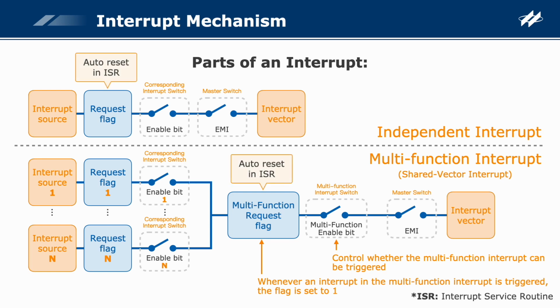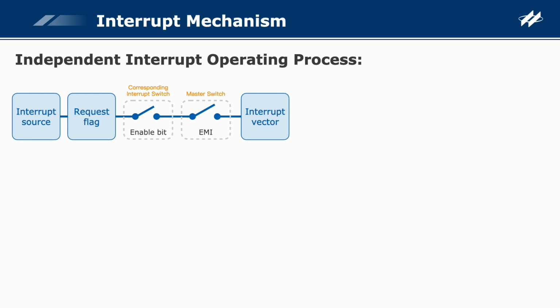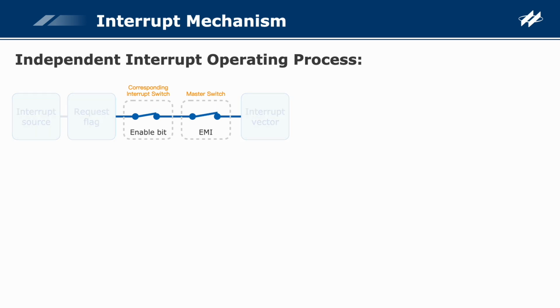It should be noted that the interrupt source request flags for independent interrupts and multifunction request flags for multifunction interrupts are automatically cleared when entering the interrupt service routine. The interrupt source request flags for multifunction interrupts should be cleared by users. Next, let's take a look at how interrupts operate. Take an independent interrupt as an example. First, we need to enable both the corresponding interrupt source enable bit and the global interrupt enable bit.